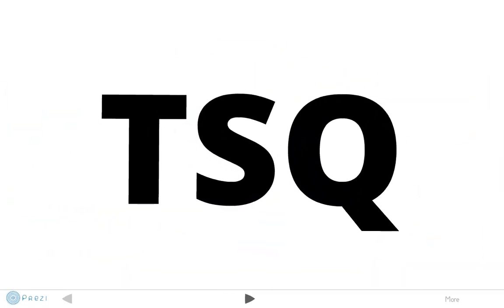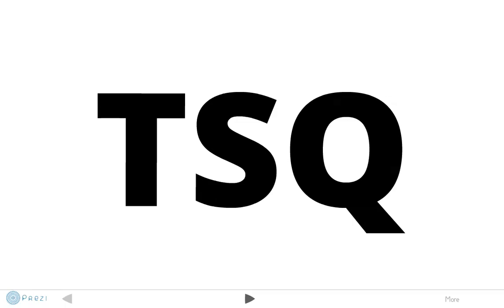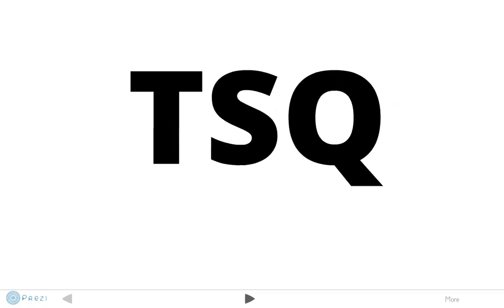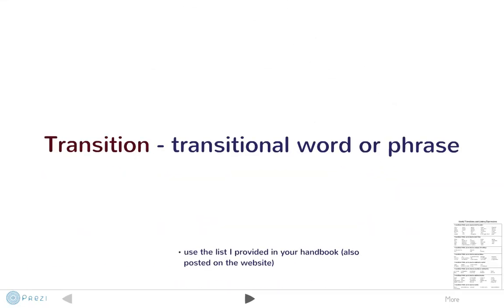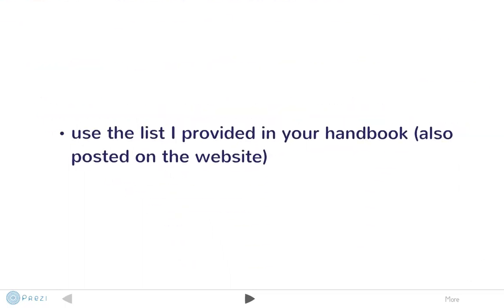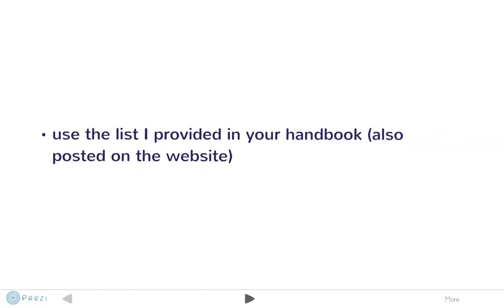paper. So first of all, I want to talk about the three letters TSQ, which I want you to memorize and remember when you're incorporating quotes into your writing. First of all, the T stands for transition, a transitional word or phrase. You can use the list that I provided in your handbook, which is also posted on your website.